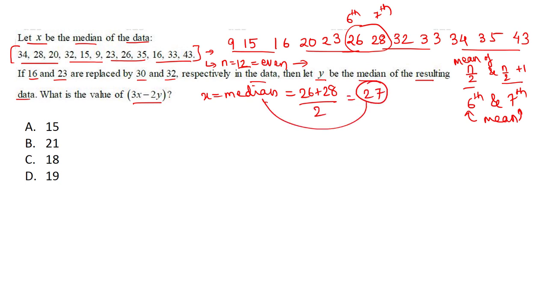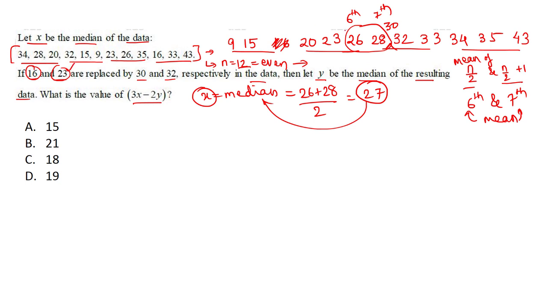27 is the median, so the value of x is 27. Now, if 16 and 23 are replaced by 30 and 32, I'm going to erase this 16 and replace it with 30. If I replace it with 30, 30 is going to come over here in between these two. We are arranging everything in ascending order.